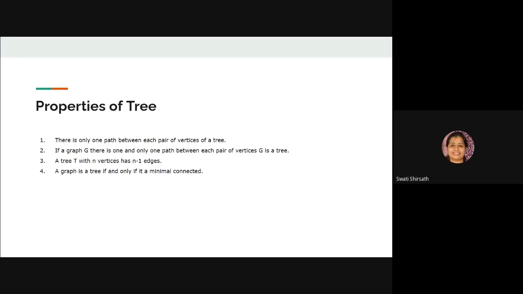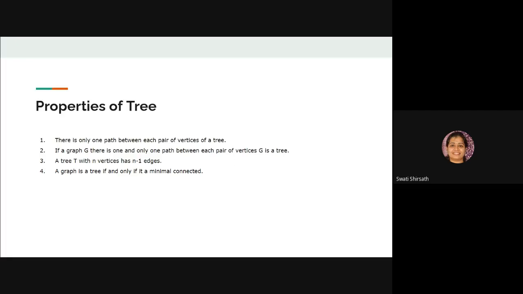Now there are some properties of trees. The one we have discussed just now, I'll formally tell you: there is only one path between each pair of vertices of a tree. Okay, so there won't be multiple paths. If a graph G is a tree, there is one and only one path between each pair of vertices. Okay, that is already covered.